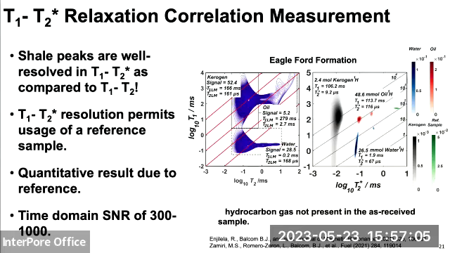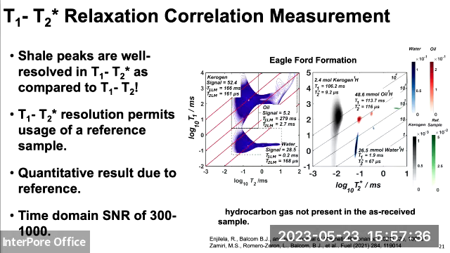This measurement's done on a core plug. Diameter would have been about 1 inch, length probably 1.5 inches. It was done in a 2.4 Tesla horizontal bore magnet. And we acquire a very good signal to noise in order to do these inversions. And the signal to noise in the 2D time domain data set would have been 300 to 1,000.